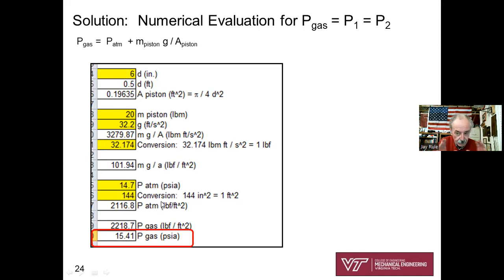Okay. I'm getting all my units consistent now. Mg over capital A, 102 pounds per square foot. P atmospheric, 2116 pounds per square foot. I'll add them together to get 2218.7 pounds per square foot. And then typically, as a good engineer, I'm going to divide back by 144 to get back into pounds per square inch absolute. So the answer, P1 equals P2 equals 15.4 PSIA, pounds per square inch absolute pressure.